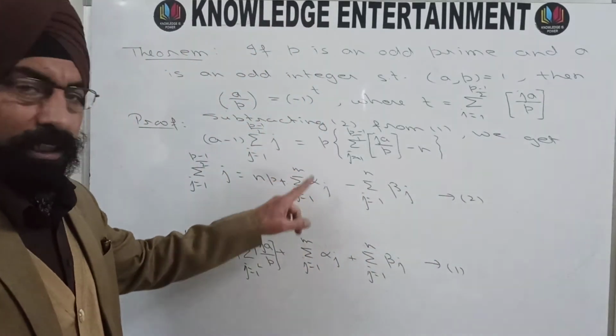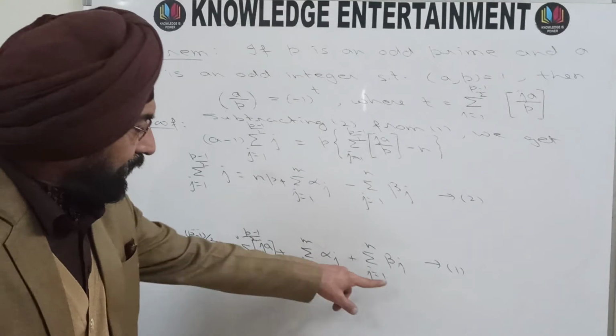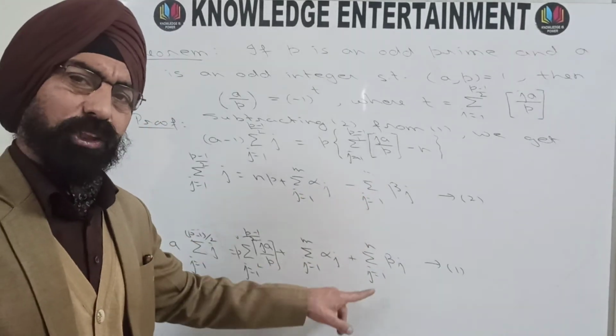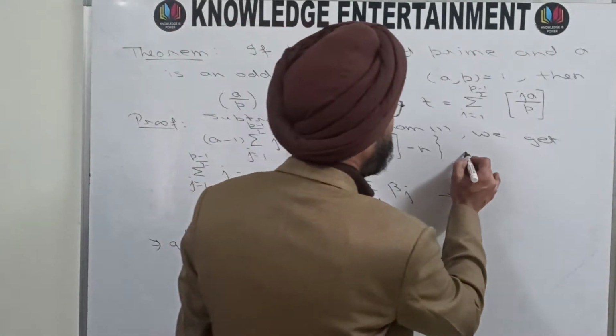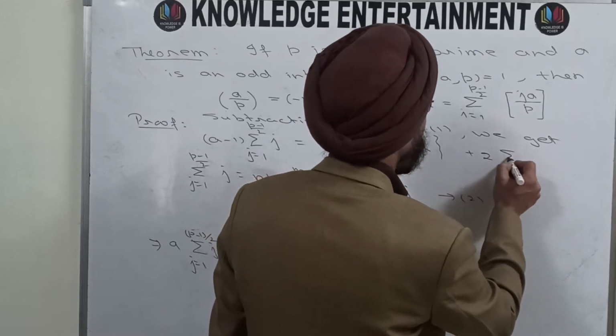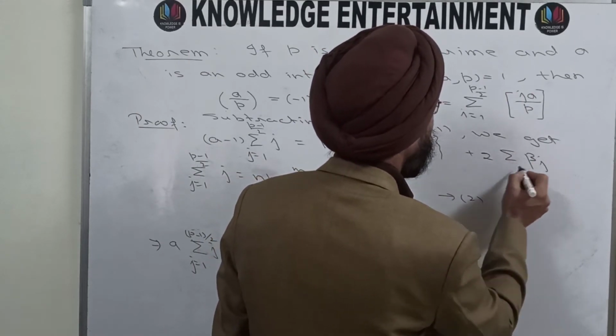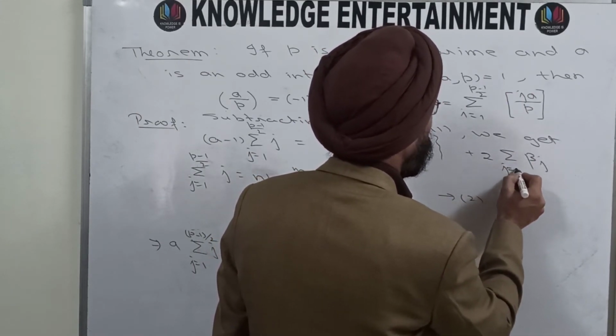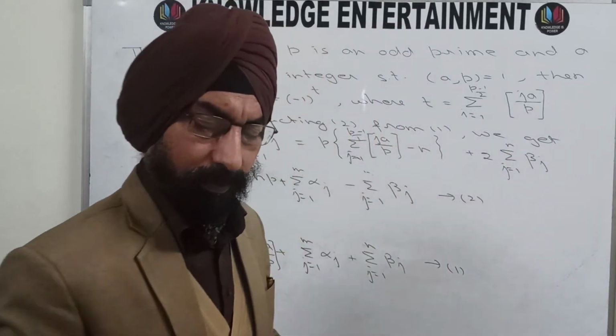Now this will be cancelled out because you are subtracting and this will be added. So adding this you will get 2 times, so you will get plus 2 times sigma beta j, j varying from 1 to n.